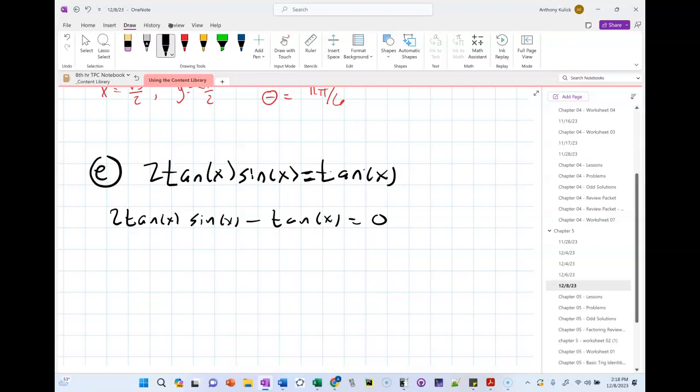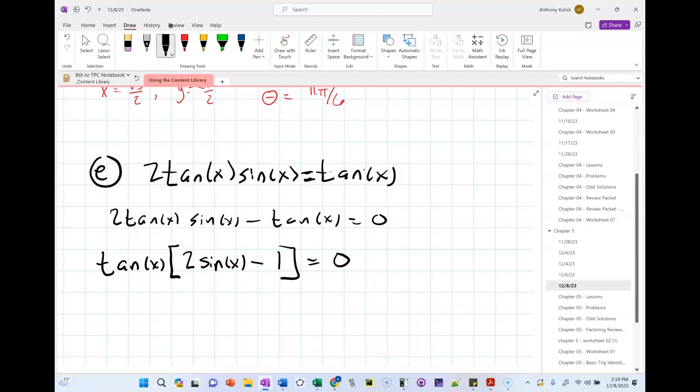If I look here at the two terms, 2 tan x sine x is one term, minus tan x is the other term. What's the greatest common factor between those two? Tan x. Everybody see that? So if I factor that tan x out front, what does 2 tan x sine x change into? It turns into 2 sine x. Remember, when we're factoring, what operation are we doing, really? Dividing, right? What does tan x turn into? 1 is correct. Tan x divided by tan x is 1.